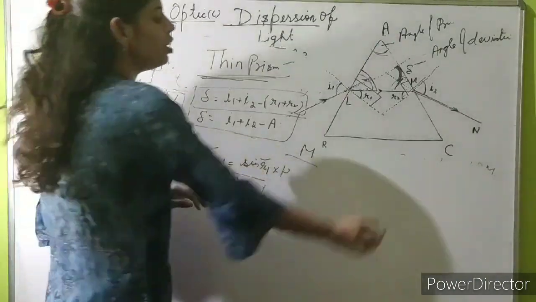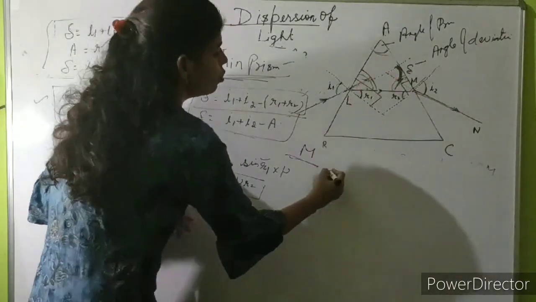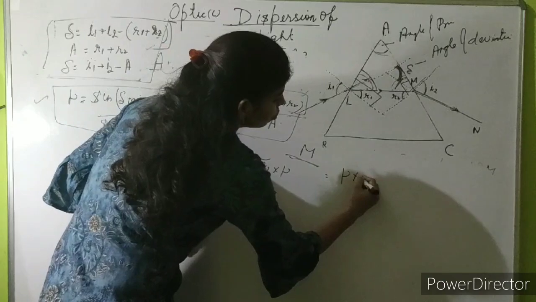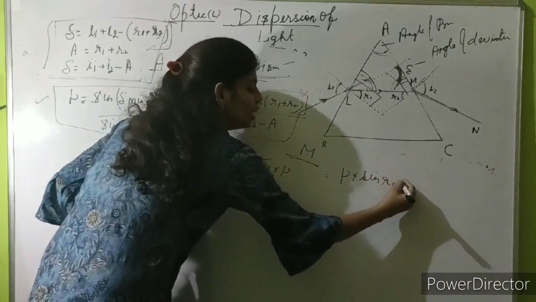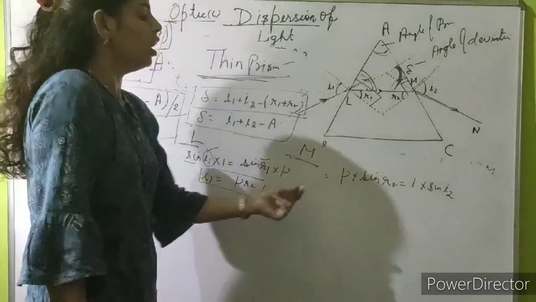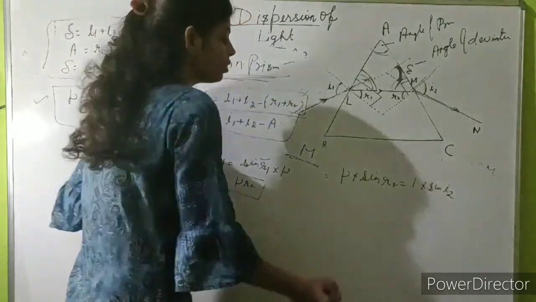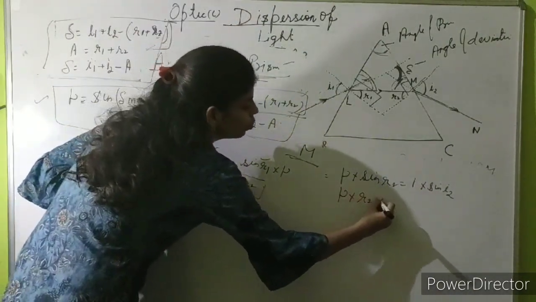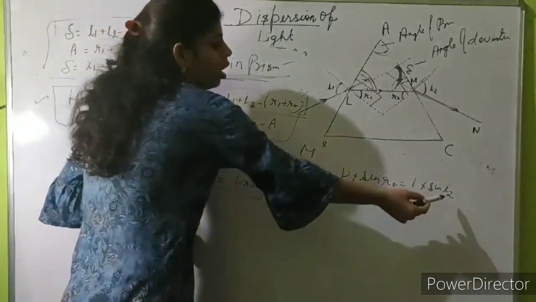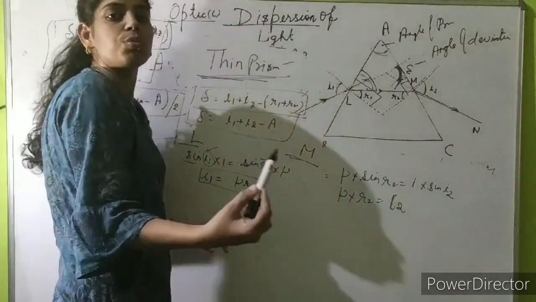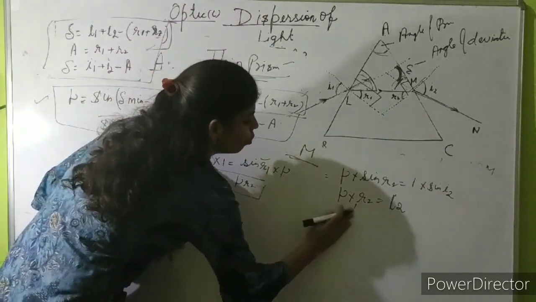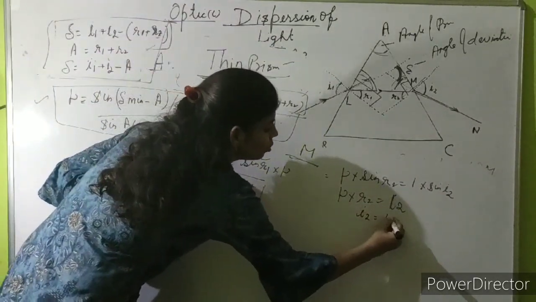In the same way, when we apply Snell's law at M, the ray is traveling from the denser medium to the rarer medium, so mu into sin of R2 is equal to 1 into sin of I2. Again, R2 and I2 are small angles, so we can simply replace the sines by R2 and I2. So we get I2 is equal to mu R2.